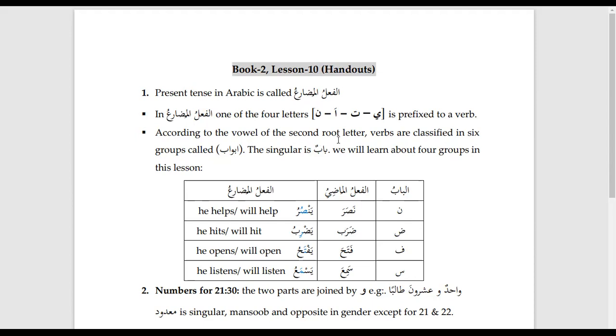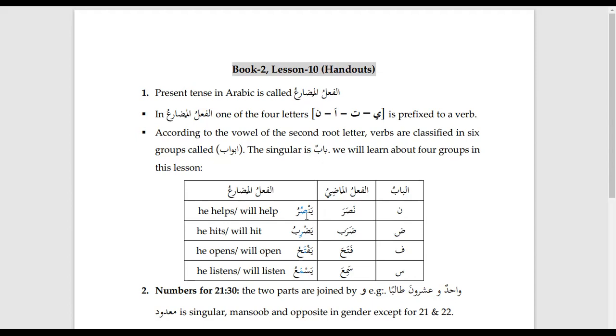According to the vowel of the second root letter, the verbs are classified in 6 groups called abwab. So basically, there are 6 groups used in the Arabic language, and the singular is called bab. When we say that this verb is on the pattern of nasara, that means it belongs to that category. Nasara is the past tense, and the present tense will be on the pattern of yansuru. As we can see here, the second root letter has dhamma. So any word that comes on the pattern of nasara, the present tense will be yansuru.